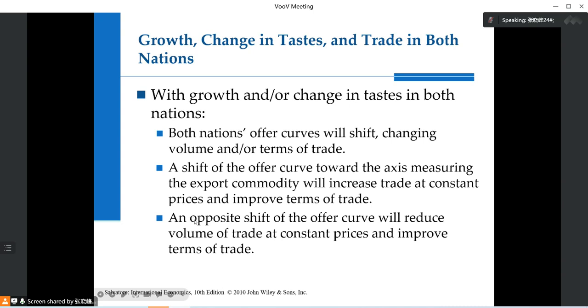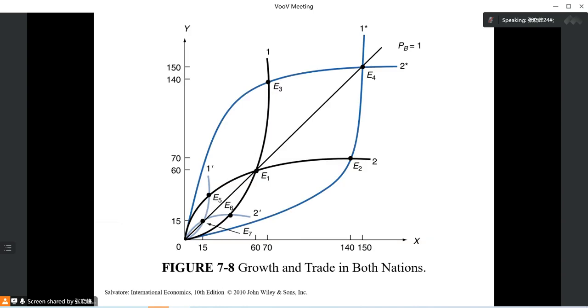An opposite shift of the alpha curve will reduce volume of trade at constant prices and improve terms of trade. Here we can see the growth and trade in both nations.